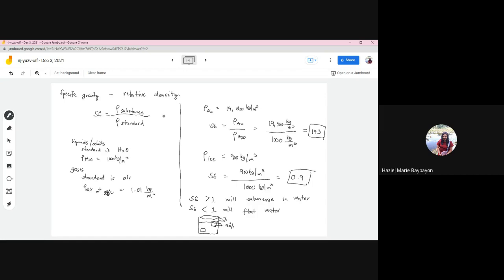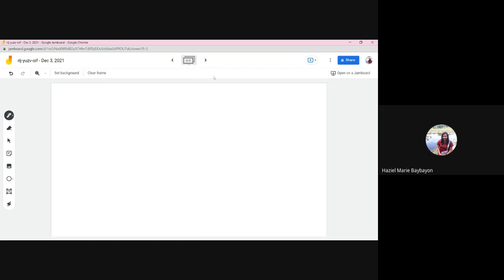By the way, class, the unit of density. We use kilogram per meter cube. We can also use grams per centimeter cube. Or we can also use grams per ml or grams per liter.